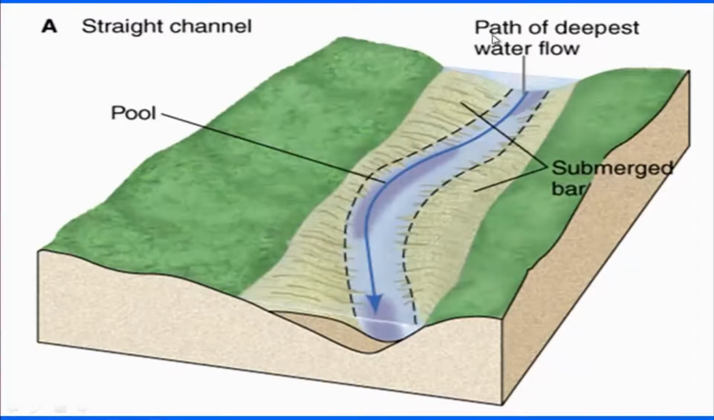So we will quickly look at the different types of channel pattern. I would like to emphasize right in the beginning that one is channel pattern and another is drainage pattern. So channel pattern is different from drainage pattern. Right now we are talking about the channel pattern. The first one is the straight channel. A straight channel will have the deepest water flow or path in the center.